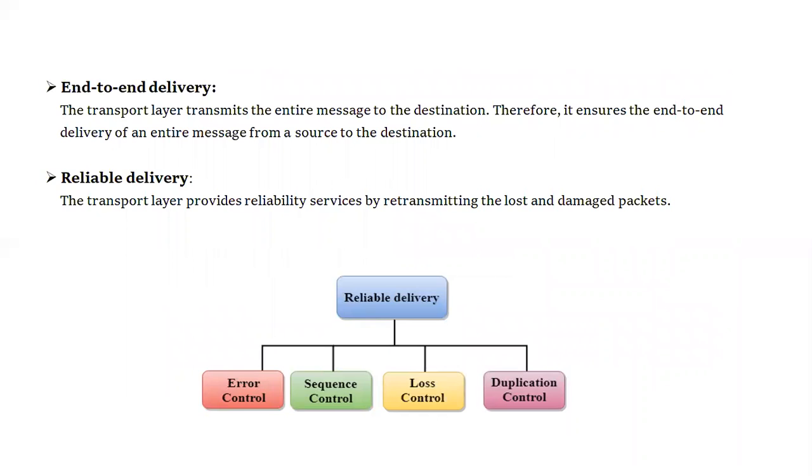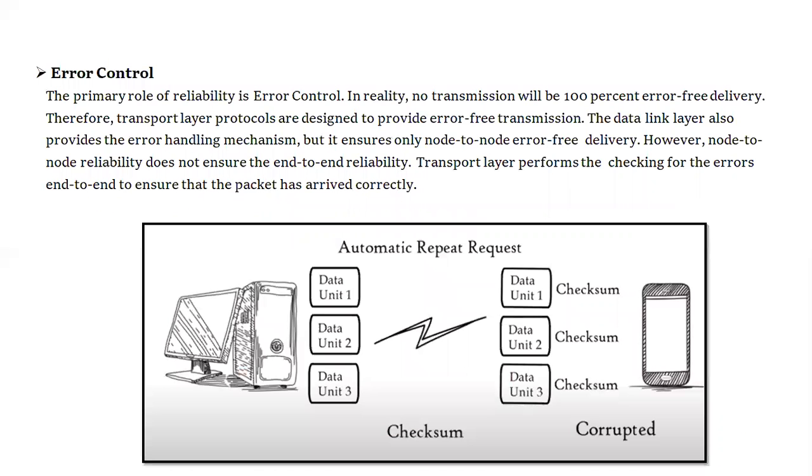What is end-to-end delivery? As I said, it talks about the specific application present at the source as well as the destination. The transport layer transmits the entire message to the destination. Therefore, it ensures end-to-end delivery of an entire message from source to destination. The transport layer provides reliability. The reliability of the communication is the major part of the transport layer. That is divided into reliable delivery sessions: error control, sequence control, loss control, and duplication control. These things will happen. That's why it is very reliable communication compared to the other layers.